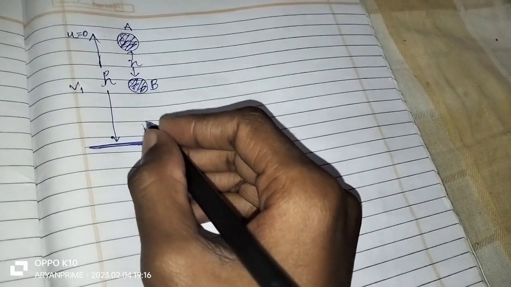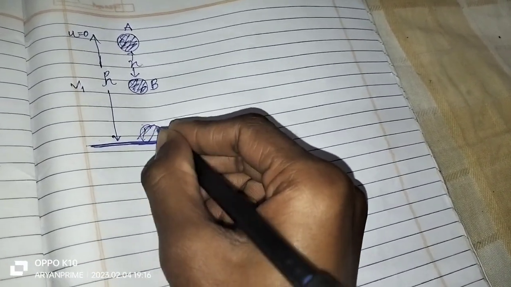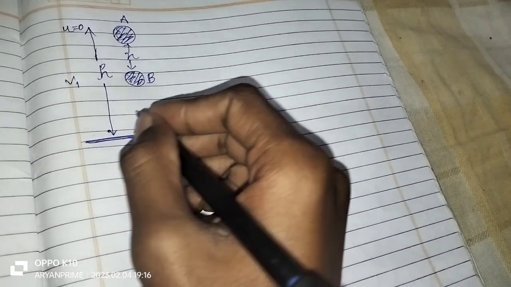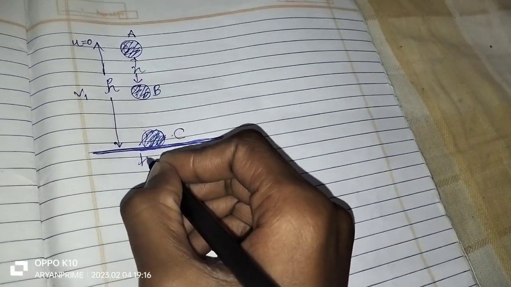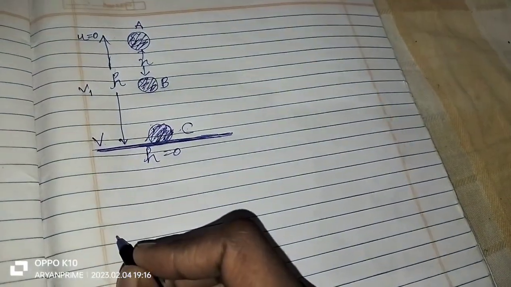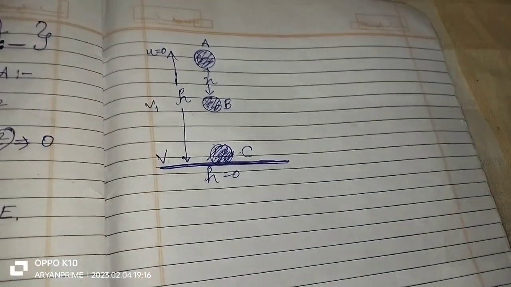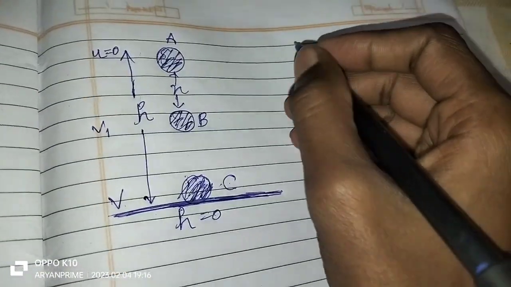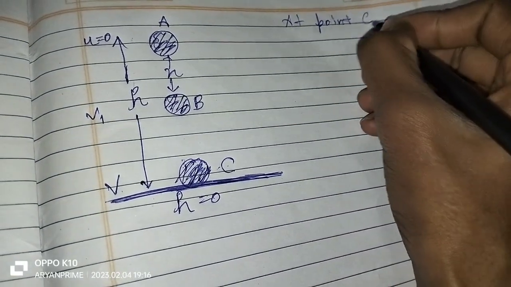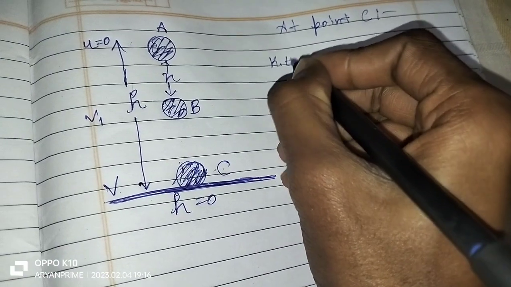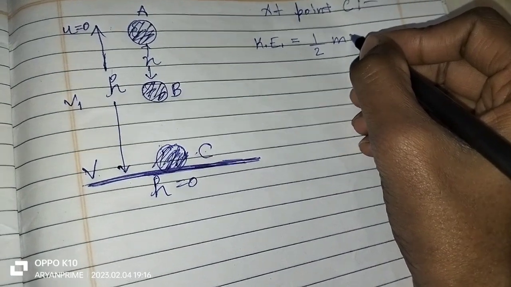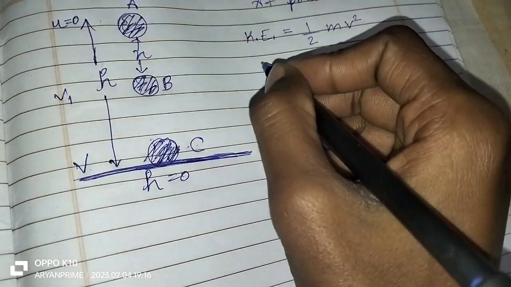So now we have to take another object C. A, B and C are the same object, but they are falling under gravity. The height of object C is 0 because it completed the whole height, and we take the velocity of object C as v. So at point C, what is the kinetic energy of object C? I am repeating that A, B and C are the same object.